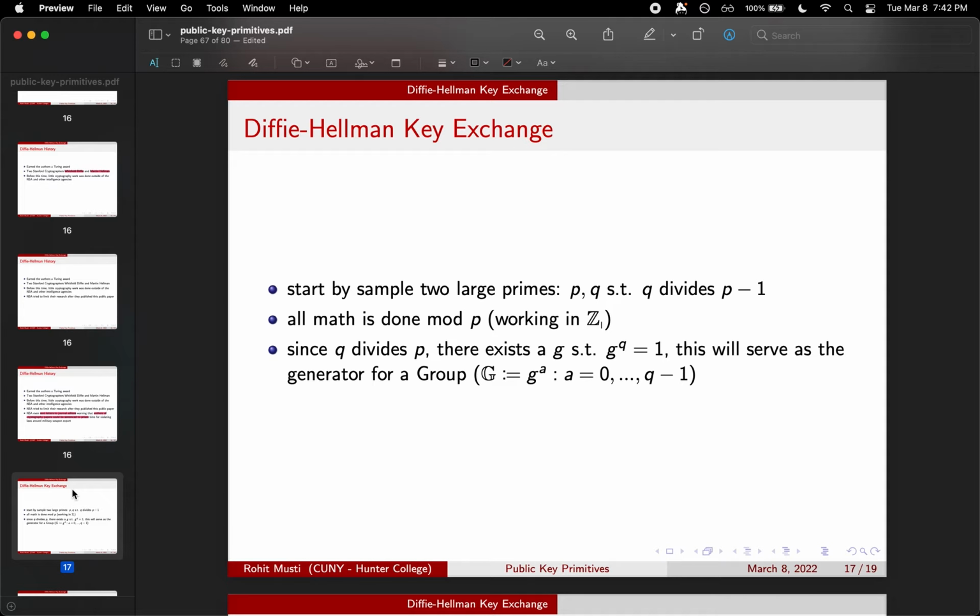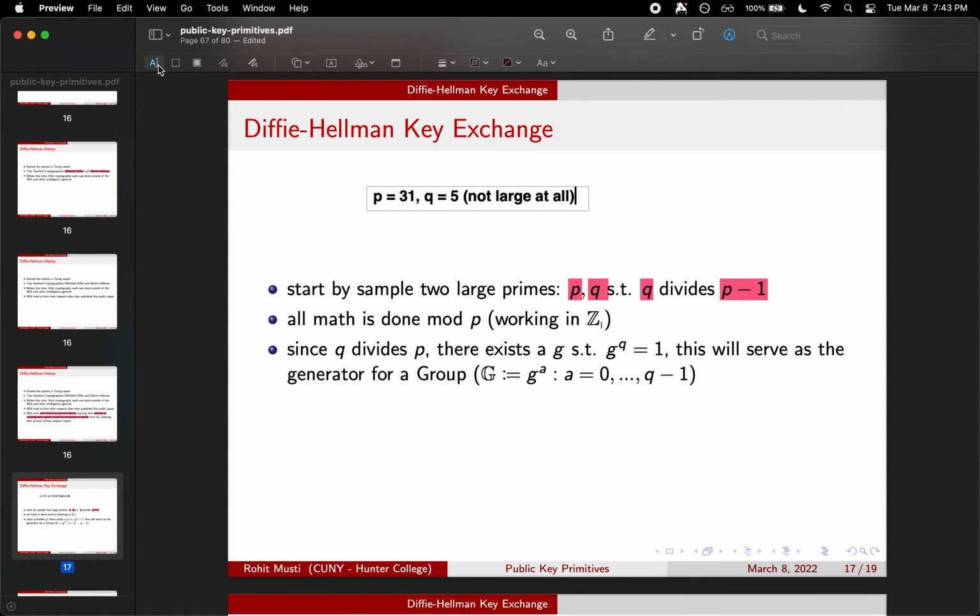So yeah, let's get into the key exchange. First, sample two large primes, P and Q, such that Q divides P minus one. Just to give you an idea, let's pick some primes that let us do that. Let's say P equals 31 and Q equals 5. These are not large at all, but 5 does divide 31 minus 1, which is 30. So that's what we mean by that property.